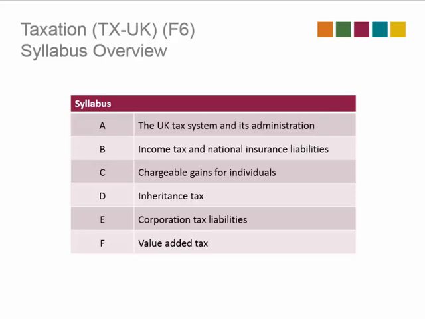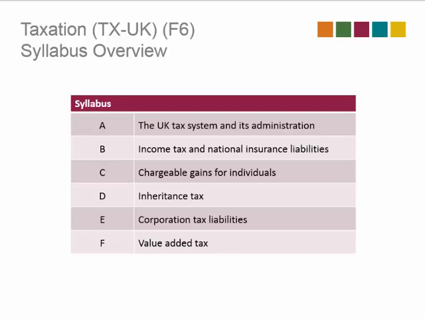Area E is corporation tax liabilities. Individuals pay income tax and capital gains tax. Companies pay corporation tax. This is the second largest area of the syllabus, and there is a little bit of overlap between sections B and E here, but we will still spend a good period of time looking at section E.